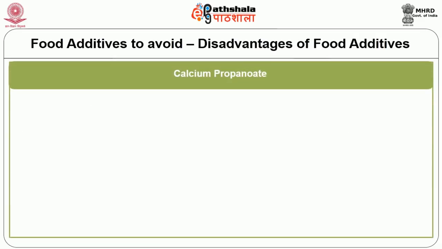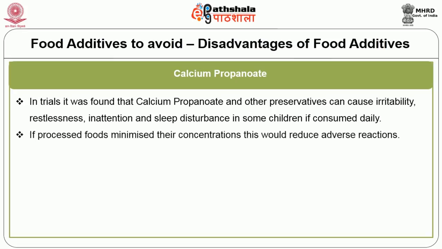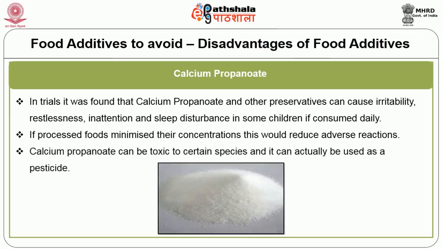Next one is calcium propionate. In trials, it was found that calcium propionate and other preservatives can cause irritability, restlessness, inattention, and sleep disturbance in some children if consumed daily. If processed food minimizes their concentration, this would reduce adverse reactions. Calcium propionate can be toxic to certain species and it can actually be used as a pesticide.